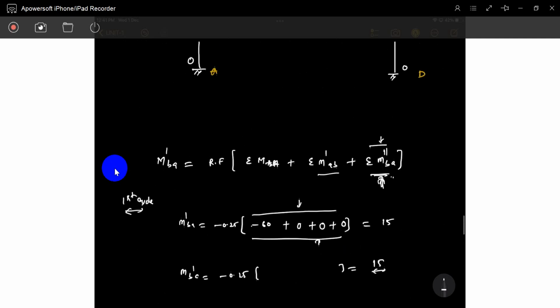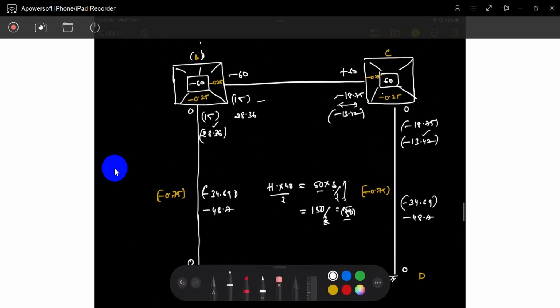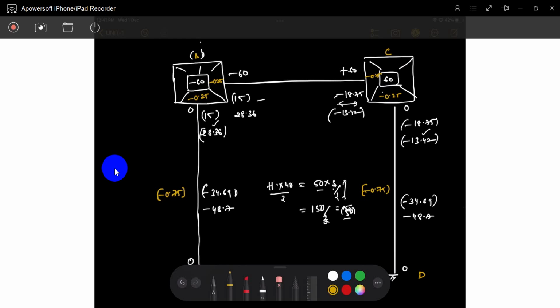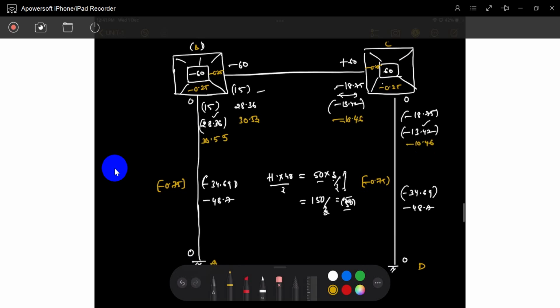I will write the values. 28.33, 30.53 here, minus 10.46, translational 52.55.